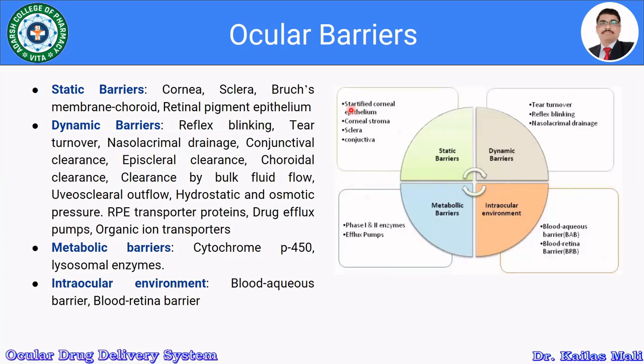Static barriers like stratified corneal epithelium, then the corneal stroma, sclera, and conjunctiva. Dynamic barriers like tear turnover, reflex blinking, nasolacrimal drainage. In the intraocular environment, there are two main barriers, the blood-aqueous barrier, that is BAB, and the blood-retinal barrier. And metabolic barriers like phase 1 and phase 2 enzymes and the efflux pumps.